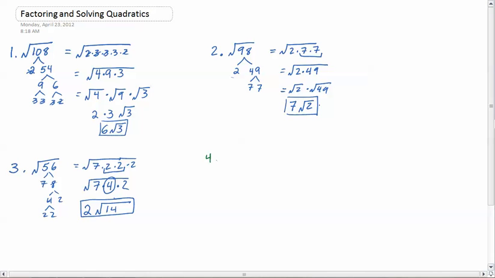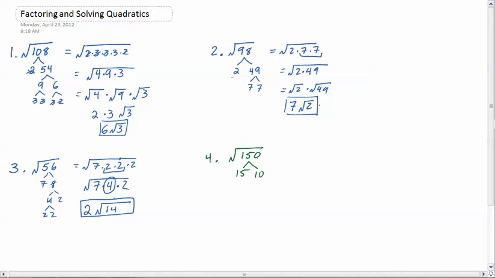Let's do another one. Number 4. This is the square root of 150. Now, if you don't choose the same numbers as I do right off the bat, it's fine. This will work no matter what, because you're breaking it up to its prime factors, which you'll get to anyway. So 150, I see that and I say, okay, well that's 15 times 10.